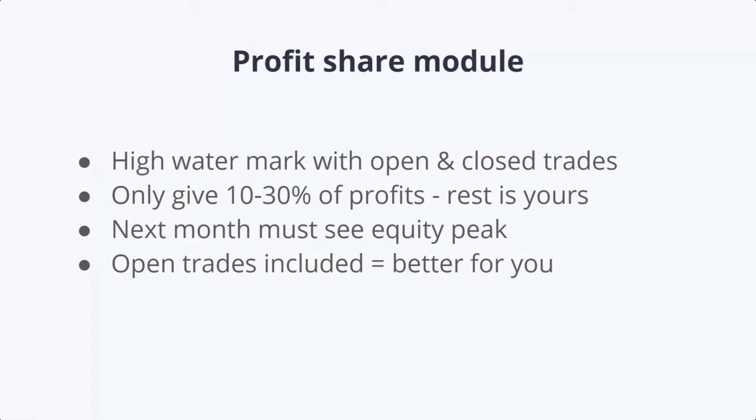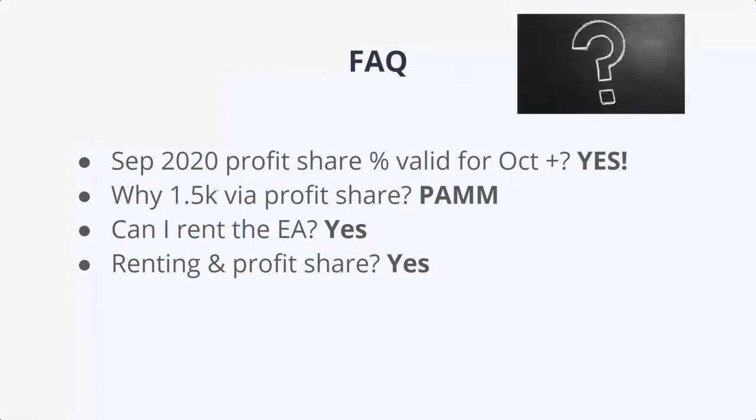That's the reason. Okay. Now, in reality, it doesn't matter because if the open trades are profit, that means the next month or in the future your account has to grow more before you share profit. If the open trades are losses, that means you pay less profit share. So in the end, it boils down to the same. Okay, so that's how this profit share model works. So yes, the September 2020 shares are valid for every month as long as you remember. I already mentioned that.